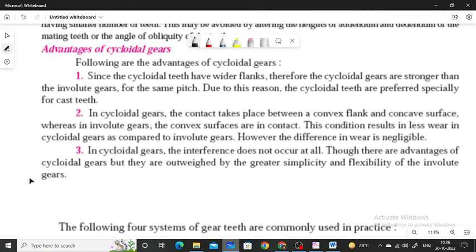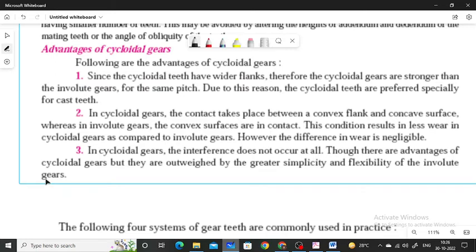Advantages of the cycloidal teeth or cycloidal gears. Since the cycloidal teeth have wider flanks, therefore cycloidal gears are stronger than involute gears for the same pitch. Due to this reason, cycloidal teeth are preferred especially for the cast teeth. So this is the first advantage of the cycloidal gears.